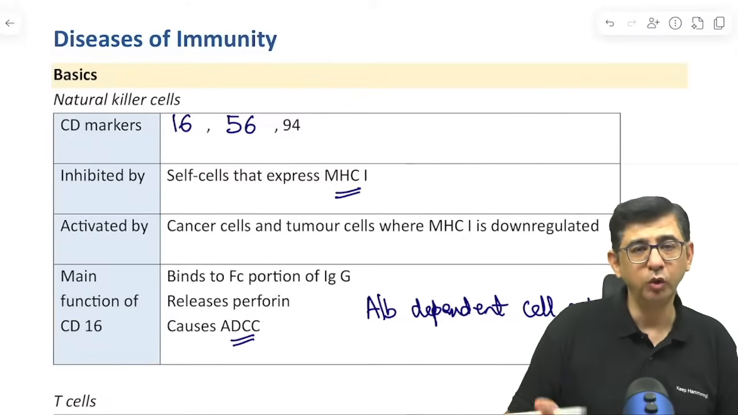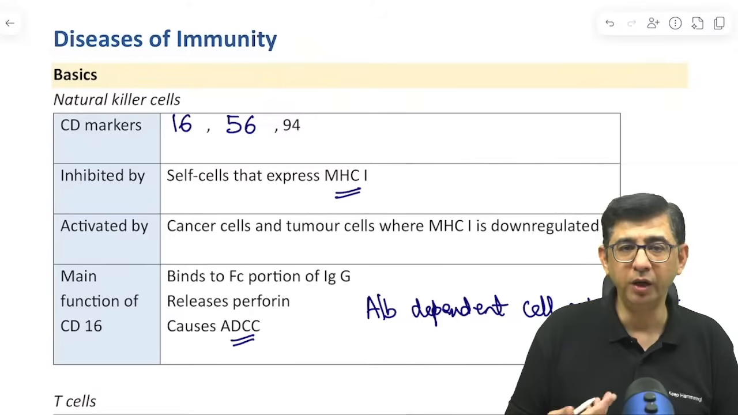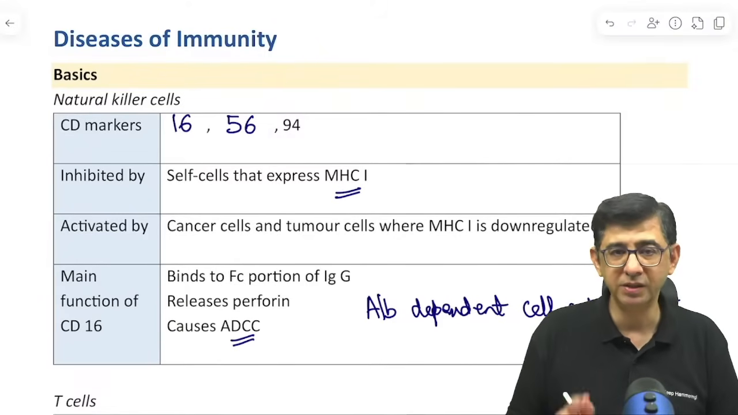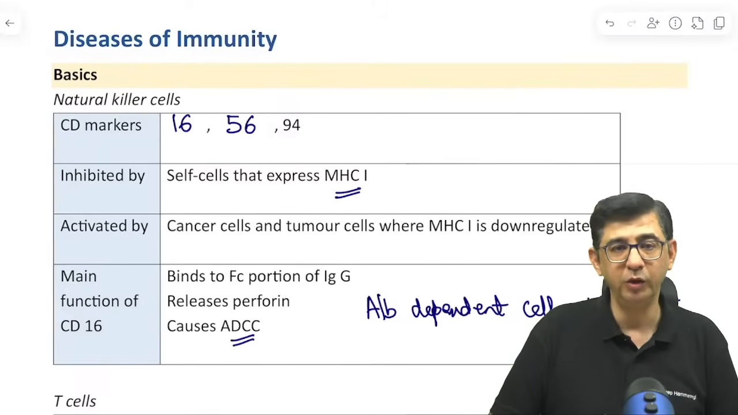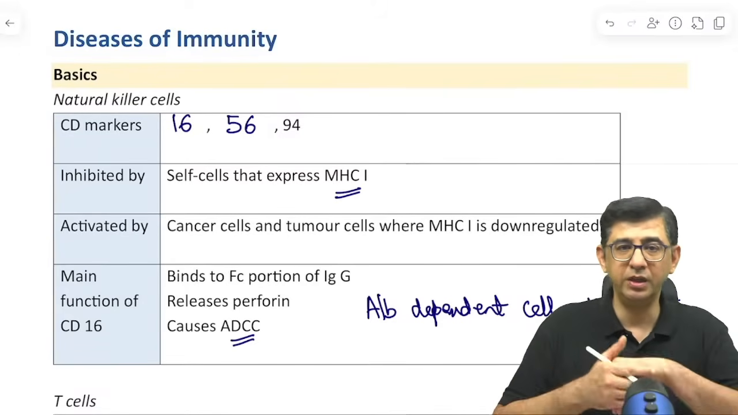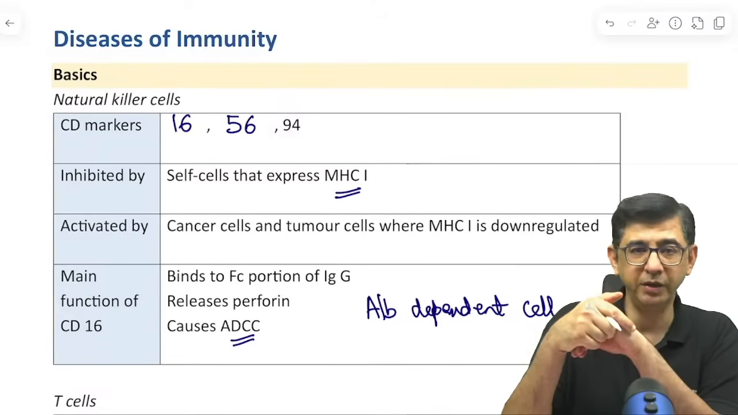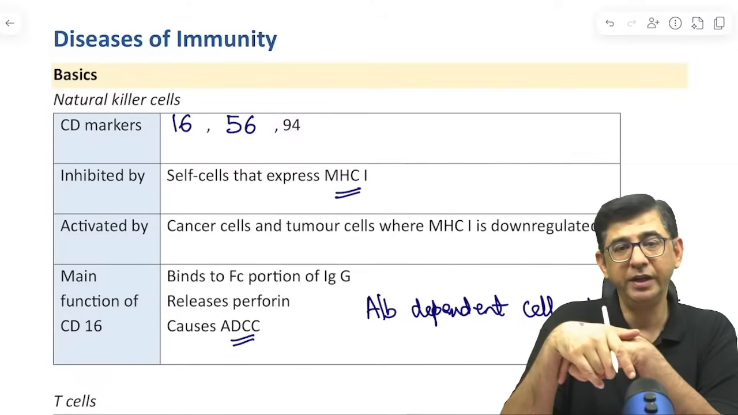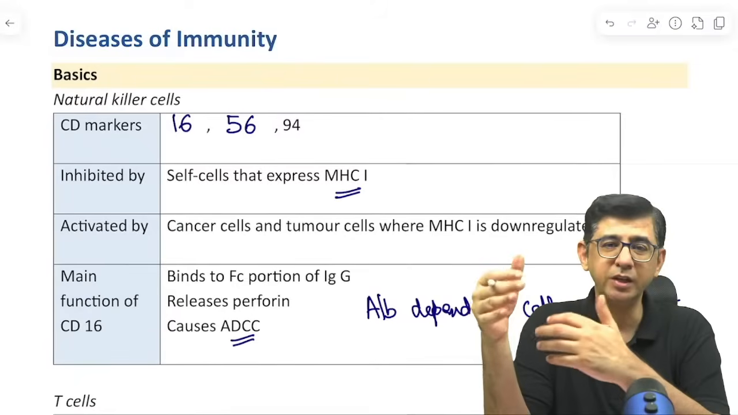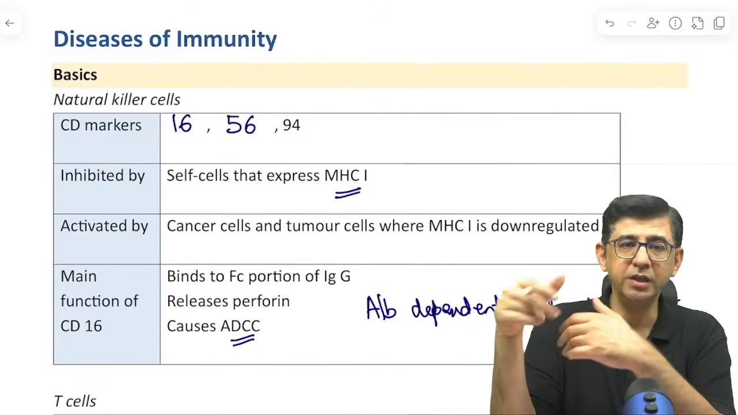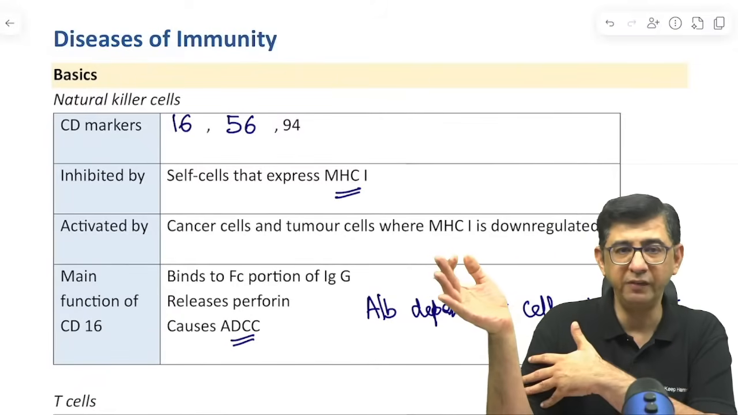The CD natural killer cell is inhibited by cells that express MHC1. So it does not attack itself. I mean, it will not attack self, but sometimes cancer cells or tumor cells will also result in MHC1 downregulation. The point is it is inhibited by cells that express MHC1, but then it gets activated by cancer cells where MHC1 is downregulated. MHC1 is like a protective shield. It basically prevents this cell from attacking itself.